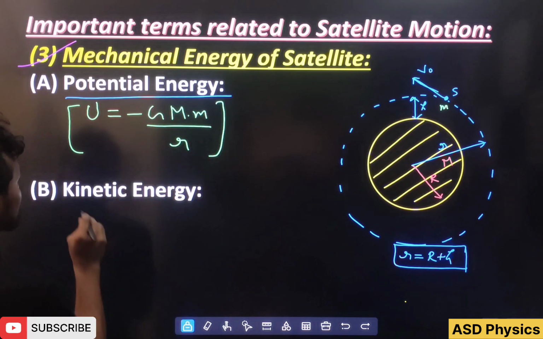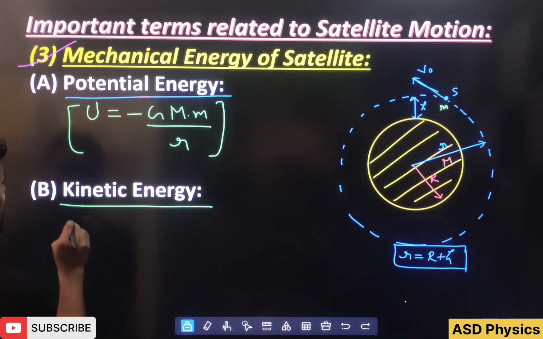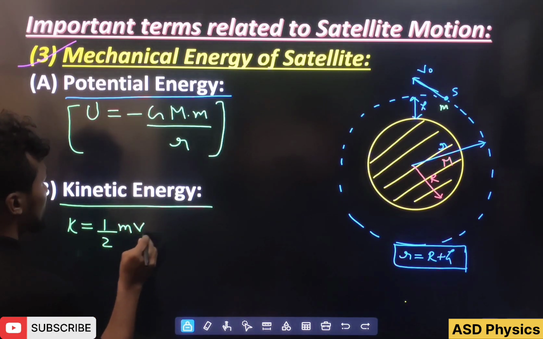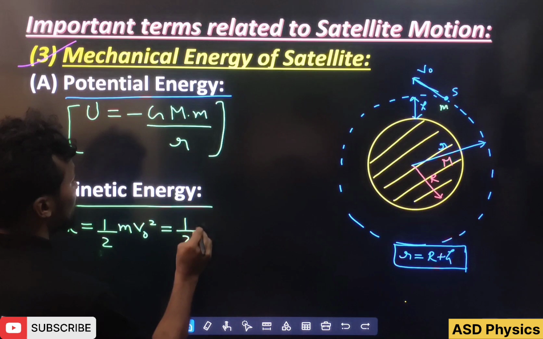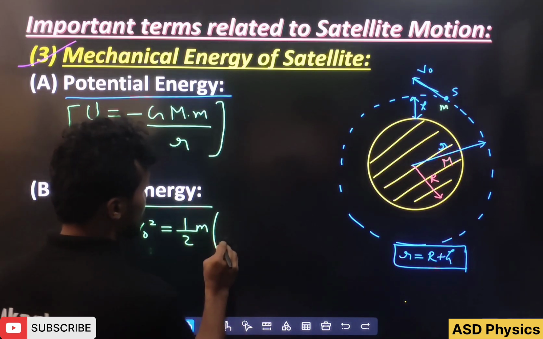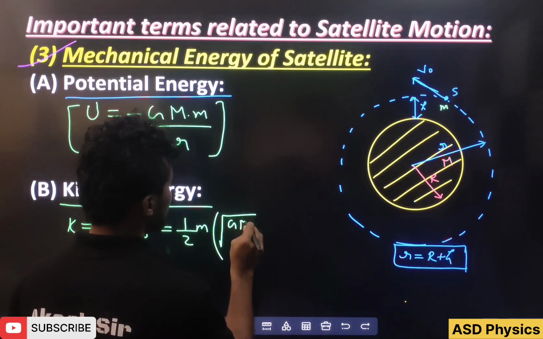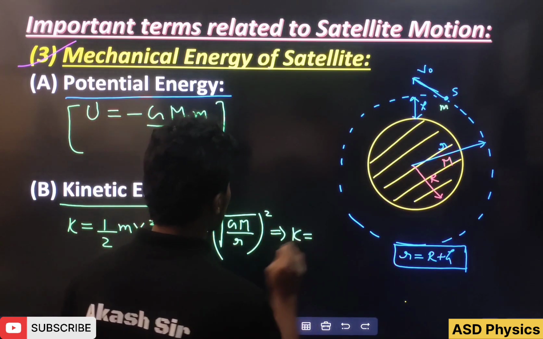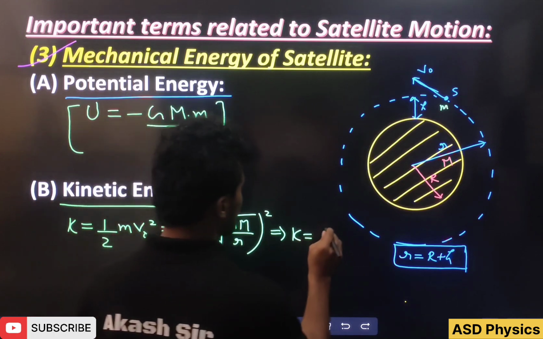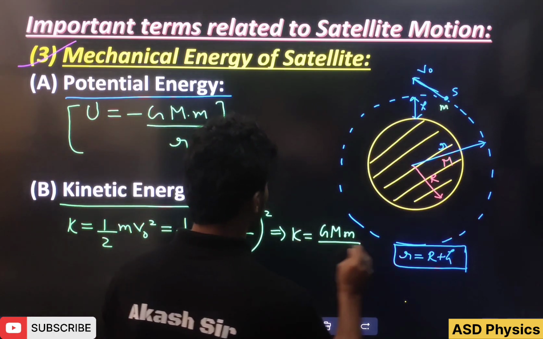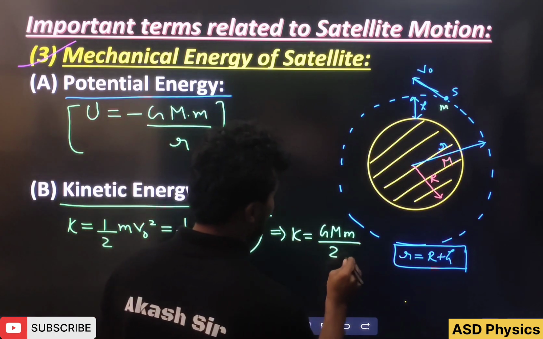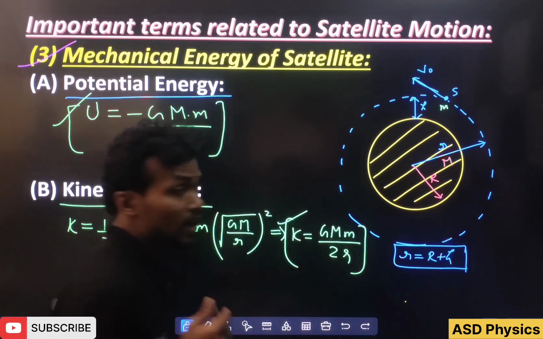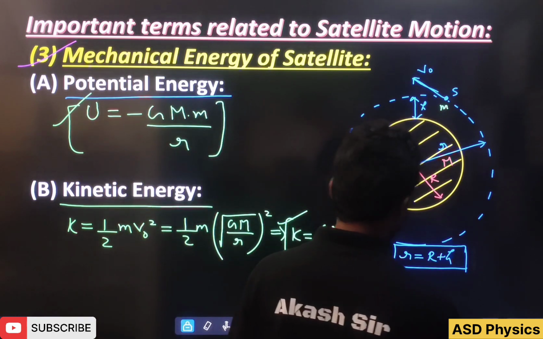Now if I talk about the kinetic energy, K equals, we know the formula very well, half m v0 squared. Here the value of v0 we have seen in the last video: root of G M by r, whole squared. When you simplify, the kinetic energy will become G M m by 2r. Now our potential energy is ready and our kinetic energy is also ready.